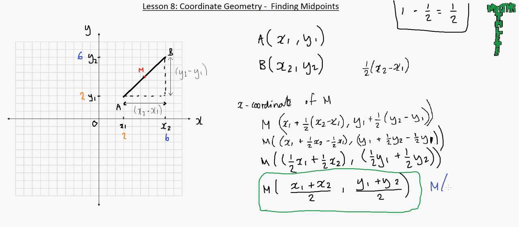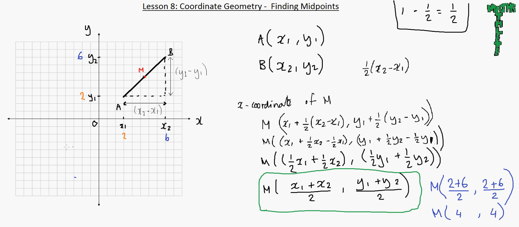So now M, if these are the values of A and B, M would have x1 here, which is 2, plus x2, which is 6, over the common denominator 2, and y1, which is 2 here. I've chosen very simple numbers, plus 6 over 2. And so M, if we simplify this, 2 plus 6 is 8, divided by 2 is 4. So it's 4, 4.